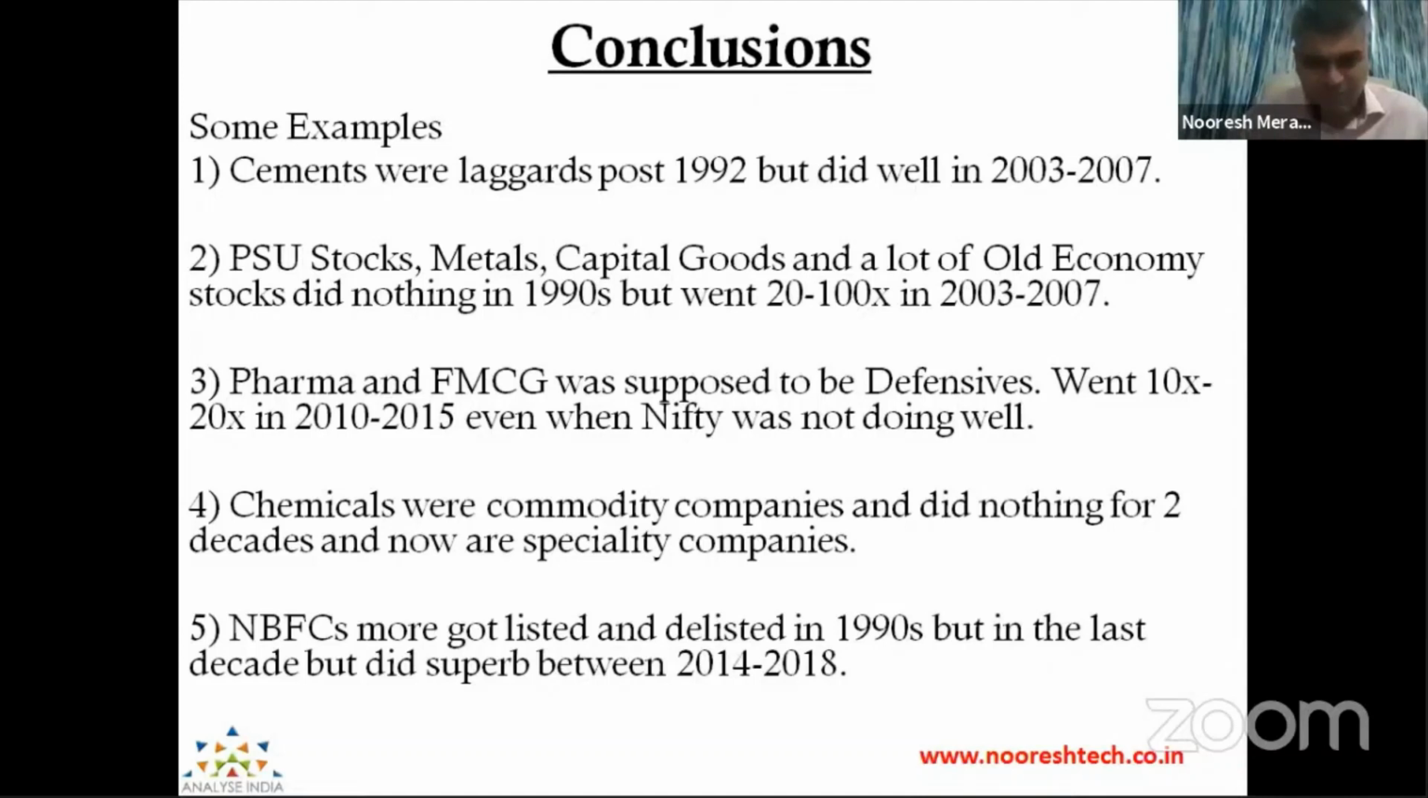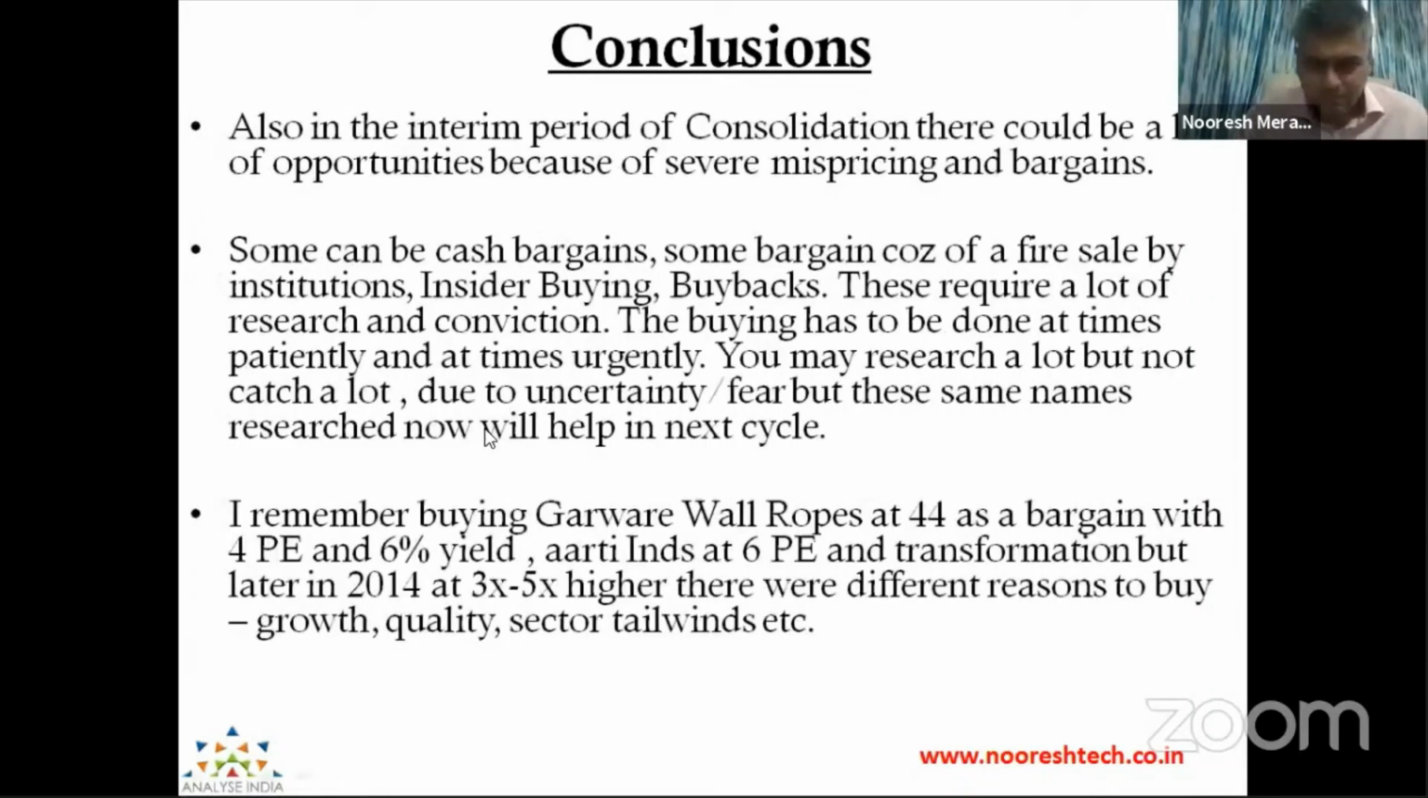Pharma and FMCG, which were supposed to be defensive, went up 10x in 2010 to 2015, even when the Nifty was not doing well. Chemicals have done well. NBFCs have done well. So one way to look at why we need to keep researching a lot of stock ideas and sectors today is that there will be severe mispricing because of the current situation.